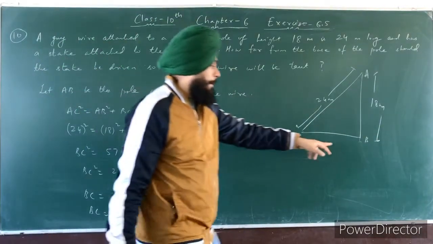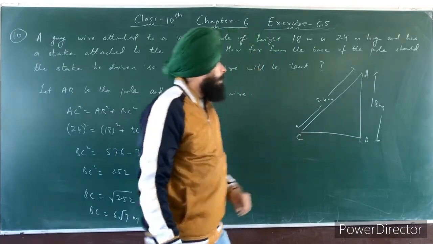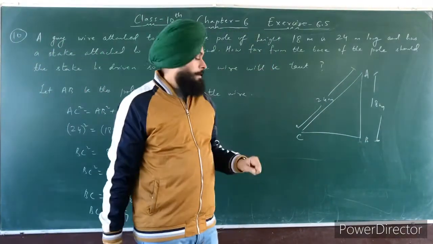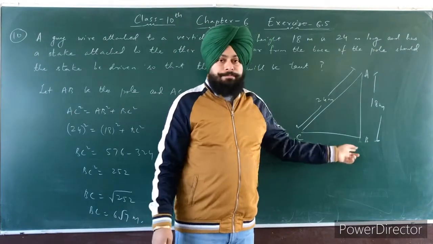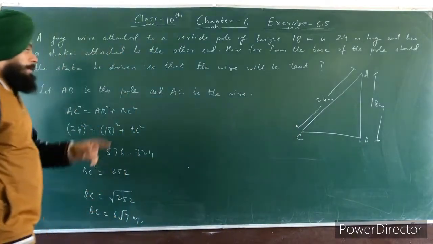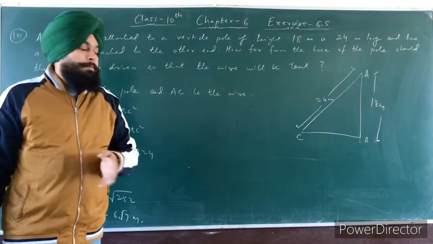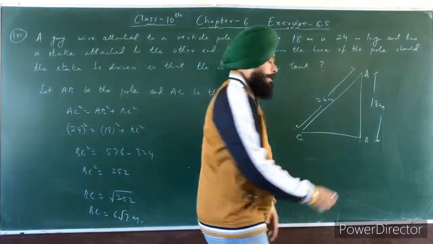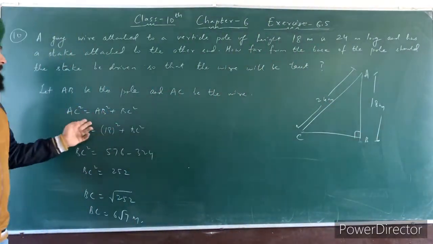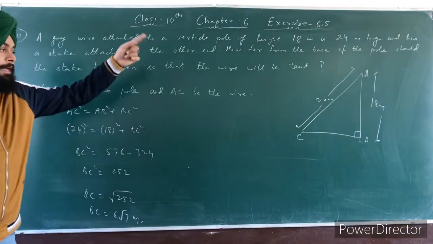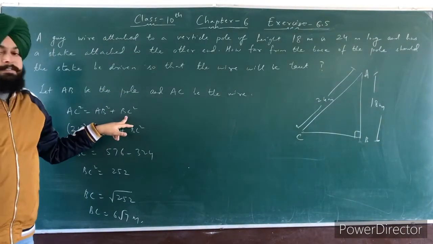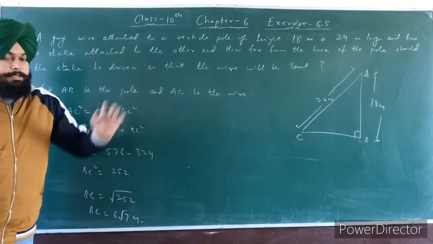How far from the base of pole, that is point B, should the stake be driven so that the wire will be taut? You have to find the distance BC, where the wire will be taut. Alright. So you can see here the pole is vertical, so it means this is a right angle triangle, in which we have to apply Pythagoras property. Again, AC square is equal to AB square plus BC square. Length of AC is 24, length of AB is 18, and BC we have to find.